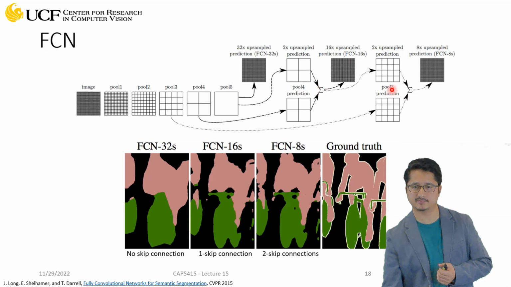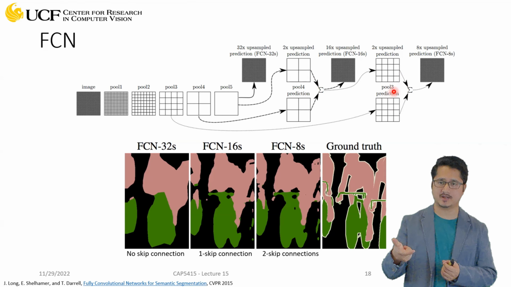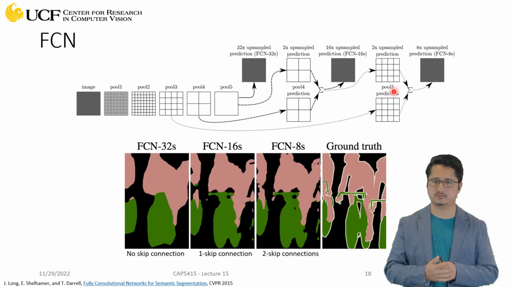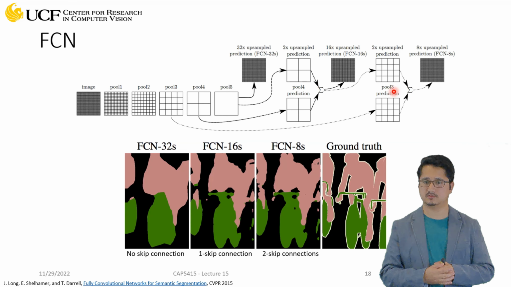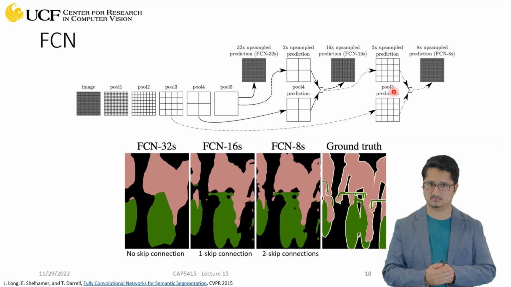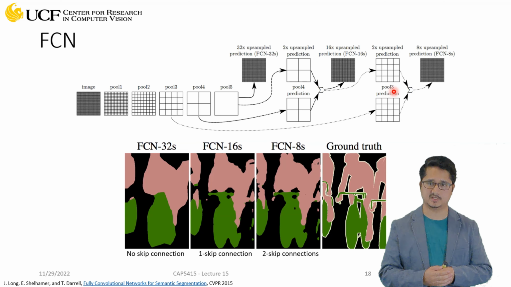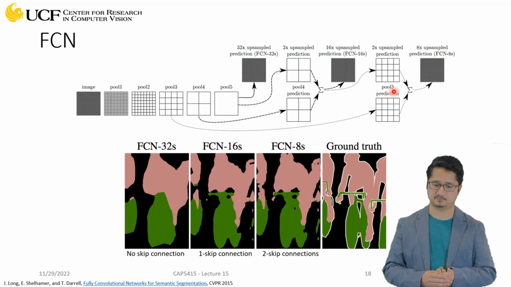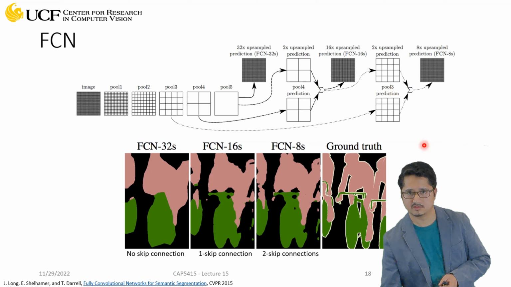You can just add these features, as we saw in U-Net, you can concatenate, or you can just add these features. It's up to you. Both variations are fine. So the 2 times upsample prediction and the pool 4 prediction, those are concatenated to get the 4 cross 4s over there. Yes. Okay. All right, great.